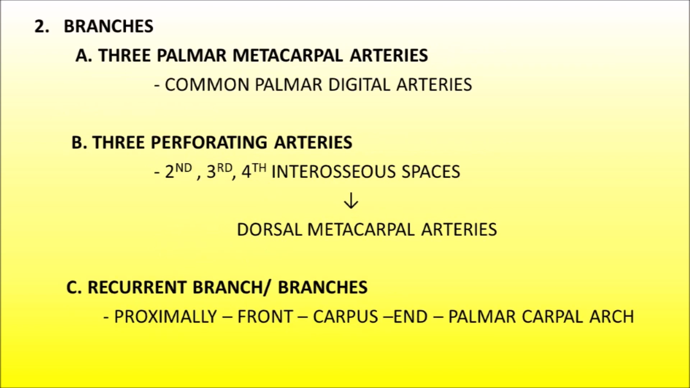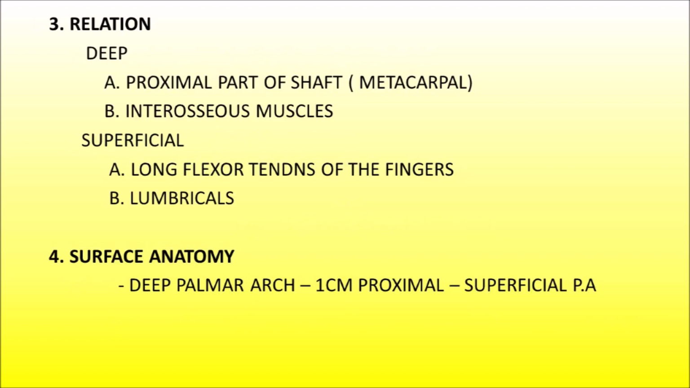Let us move on to its branches. Under branches, there are three important points to be remembered, which are three palmar metacarpal arteries, three perforating arteries and the recurrent branch. Under relation, there are two parts, which are the deep relation and the superficial relation.